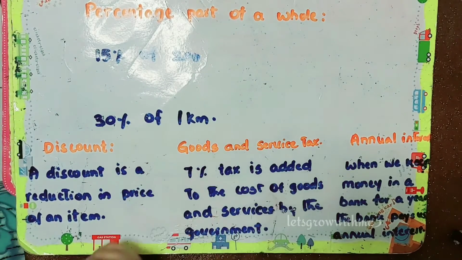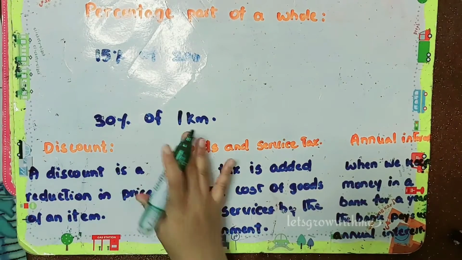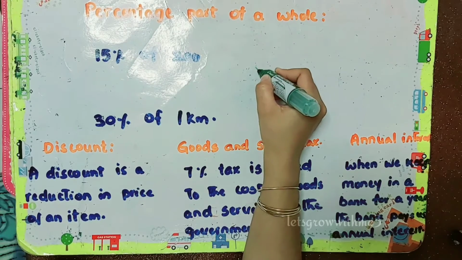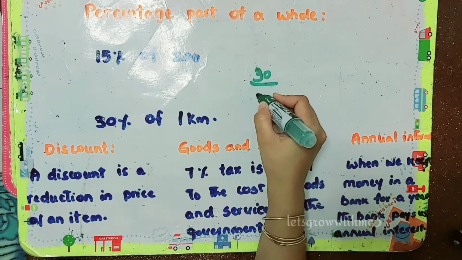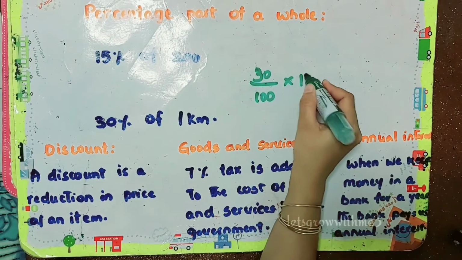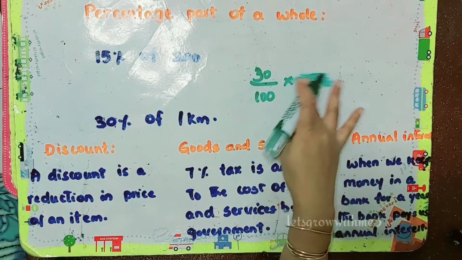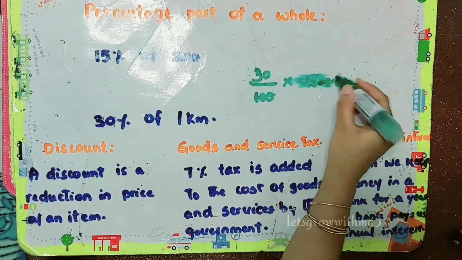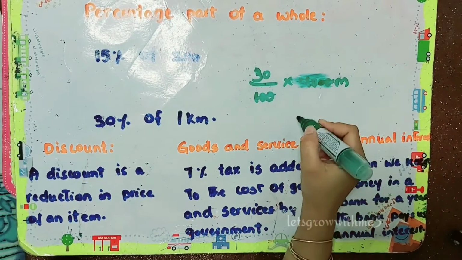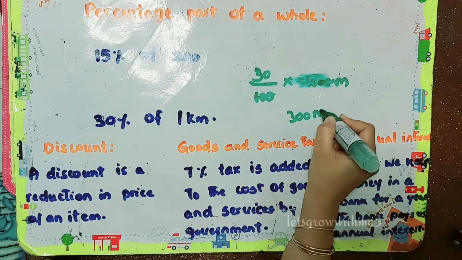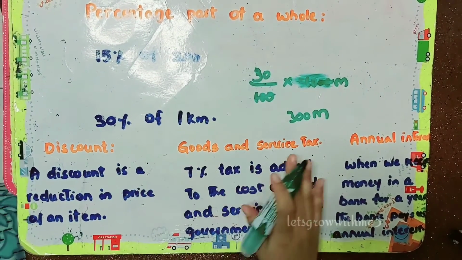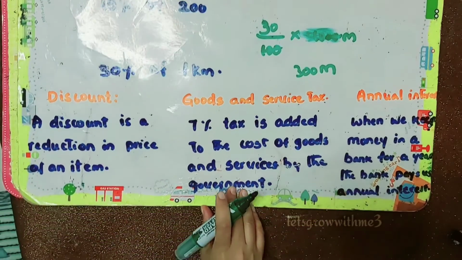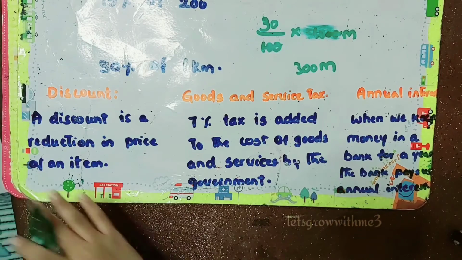Let's see how we can calculate 30 percentage of 1 kilometer. Here also it's the same, asking for some percentage of a whole, here 1 kilometer. So in 1 kilometer, 30% means how much? How to calculate? Just simply multiply these two values. So 30 over 100 times 1 kilometer, which is equal to, if we convert kilometers to meters, 30 over 100 times 1000 meters. Okay, so we got 300 meters.